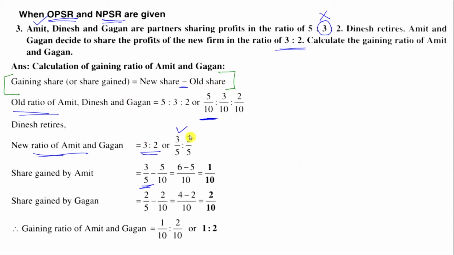The new share of Gagan is, I'll write in another color, 2 by 5. We'll write 2 by 5. Next, minus, as per the formula, the old share. Which is the old share? This is the old share, 2 by 10. So write that, 2 by 10. That's it. We just completed the arrangement part.